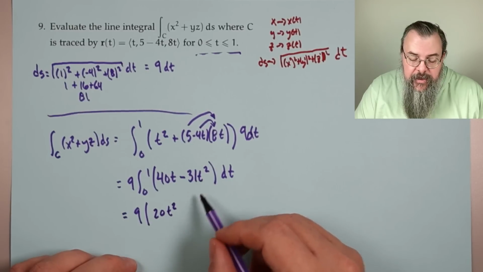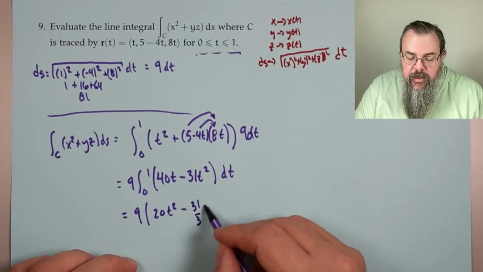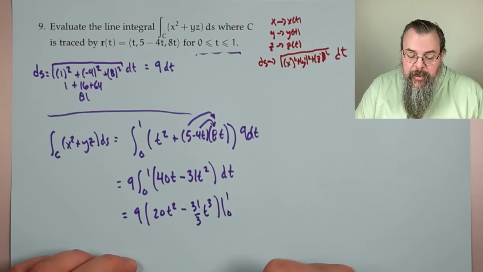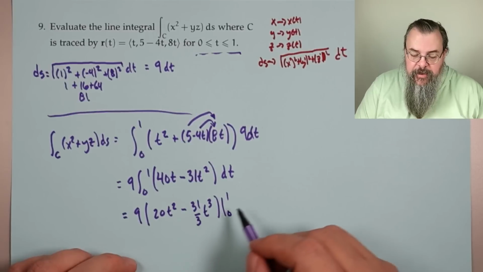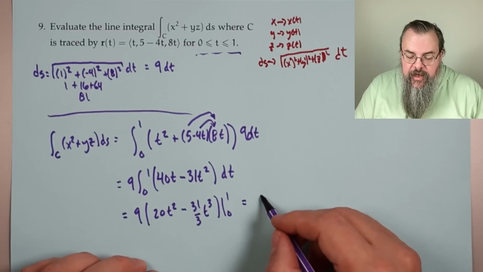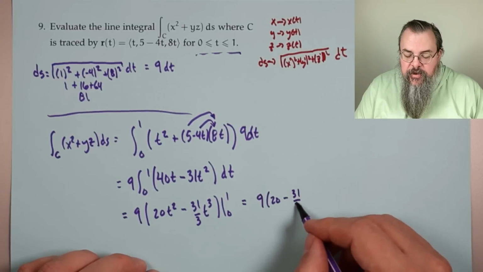And 31t squared will be what? Well, that's going to be 31 over 3 t cubed, evaluated from 0 to 1. When you plug in t equals 0, you get 0. When you plug in 1, the powers of t become 1. So here you really have 9 times 20 minus 31 over 3.